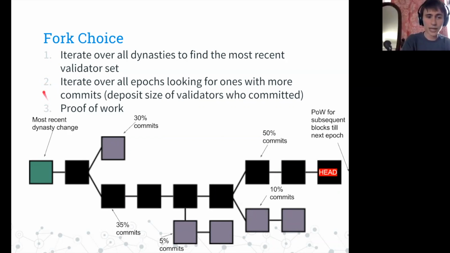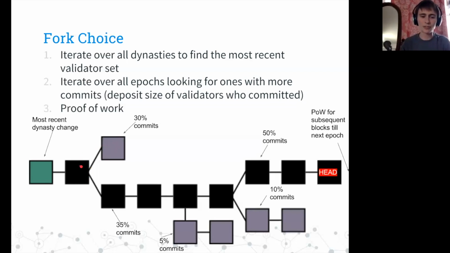Then you iterate over all the epochs looking for ones with more commits. Here I said more commits, but really I mean the deposit size of the validators. And then we do proof of work. In this example, here's the most recent dynasty change. Boom. This is an epoch that is a parent of this one, and there's basically no other choice, so let's do it. In all of these epochs that are shown right now, there's implied at least 1 commit. Actually, there's implied more and more commits, but anyway.